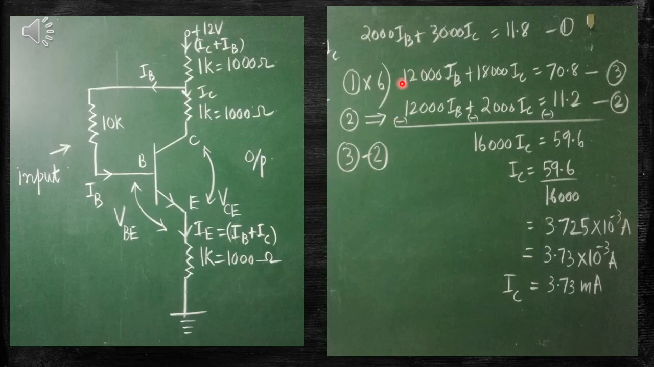So what will happen? In both equations, 12,000 IB is there, the sign is changed, therefore we can cancel both. The remaining thing is 16,000 IC, which is equal to 59.6. Therefore IC is equal to 59.6 divided by 16,000. Finally you will get 3.725 into 10 to the power of minus 3 ampere. So the final answer will be 3.73 milliampere.